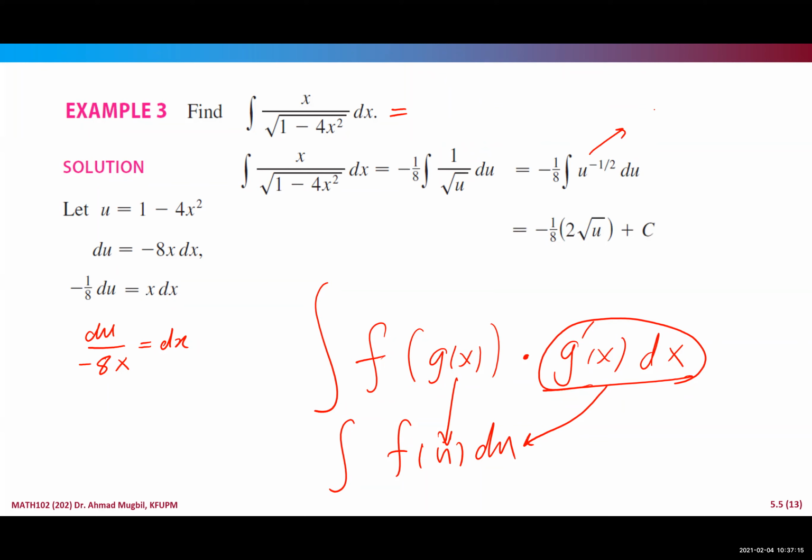Always, ya shabab, you can check your answer by differentiation. So mistakes are not allowed here. Differentiate this. If you differentiate it, you will get this. Check that, please. Okay, I will leave that for you.